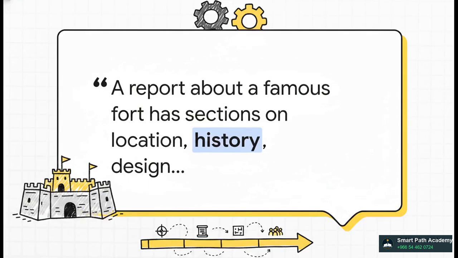Let's try just one more practice run. Text C is a report about a famous fort. Look closely at how the sections are organized. It starts with the location, then it moves to history, then to design, and finally it lands on visitors today. Notice that flow? It's moving exactly like a timeline, isn't it?